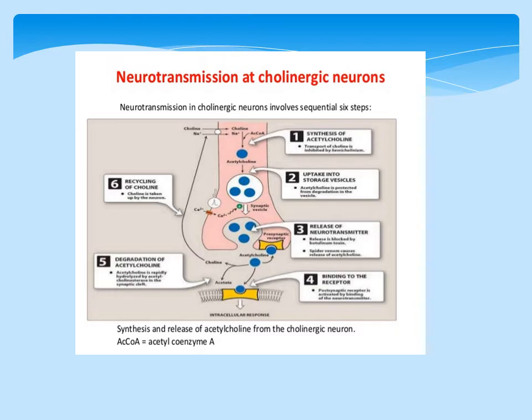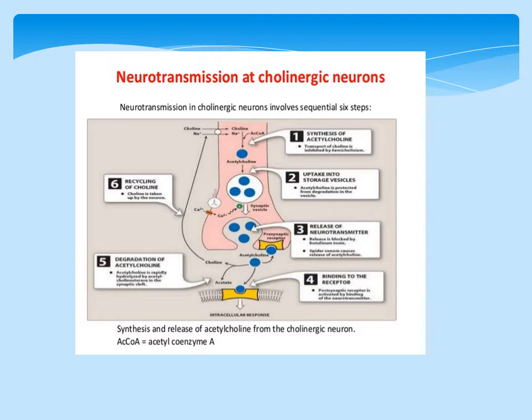But here, neurotransmission at cholinergic neurons. Here also the same steps. The first step is synthesis of acetylcholine, because acetylcholine is the important neurotransmitter in the cholinergic nervous system. So first of all, synthesis of acetylcholine: it is synthesized from choline and acetyl-CoA. After synthesis, this acetylcholine is taken up into the storage vesicle. Third, release of the neurotransmitter: acetylcholine will be released from the presynaptic nerve into the synaptic cleft.